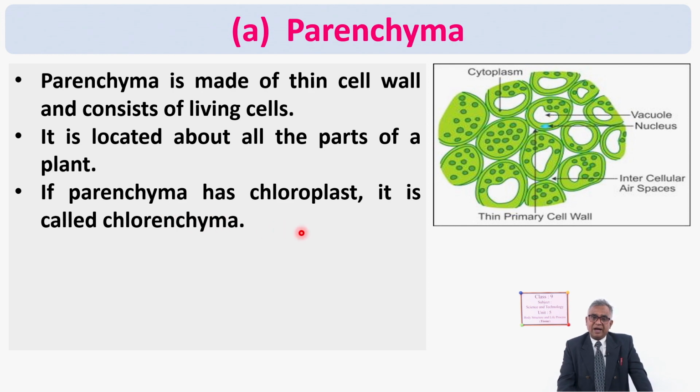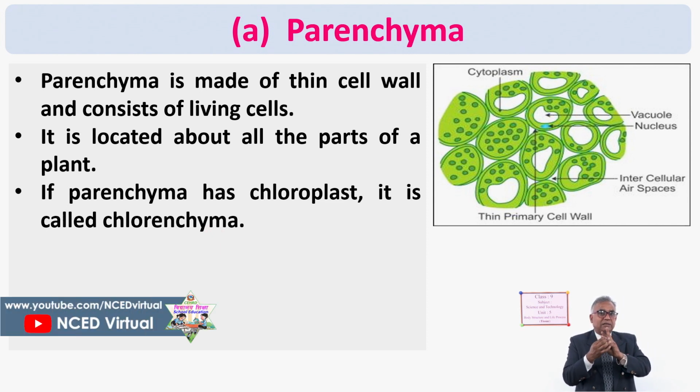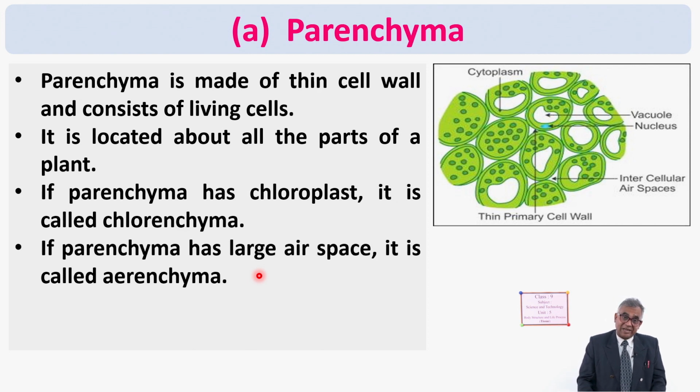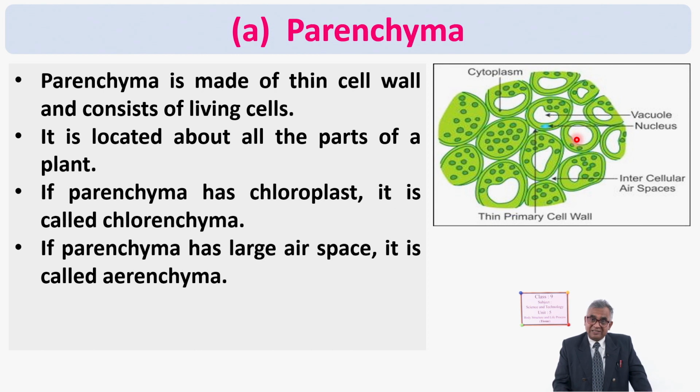If parenchyma has chloroplast, it is called chlorenchyma. Remember the new term. Before it we used three terms: parenchyma, collenchyma, sclerenchyma. Now another term is used here. What is it? Chlorenchyma, because of chloroplast, chlorophyll. And if it has large air spaces, here air spaces, that means the intercellular space is very large, usually found in aquatic plants, then it is called aerenchyma.